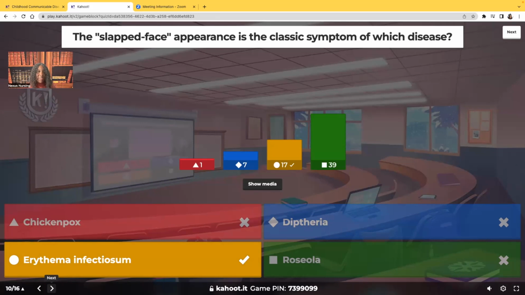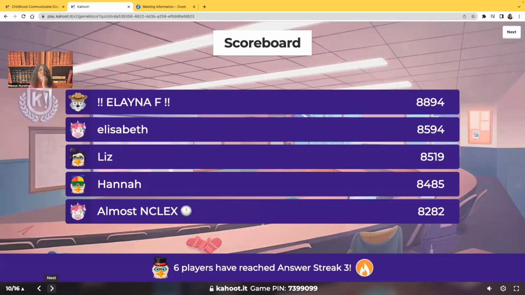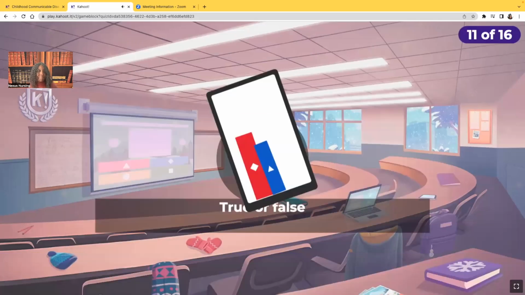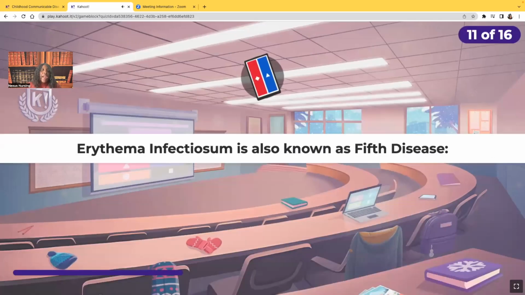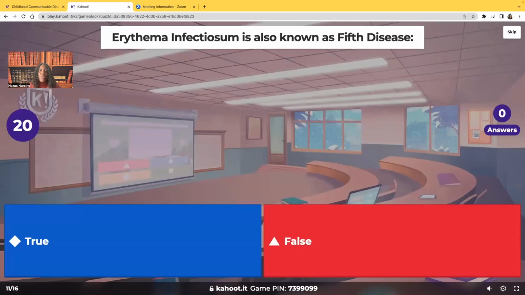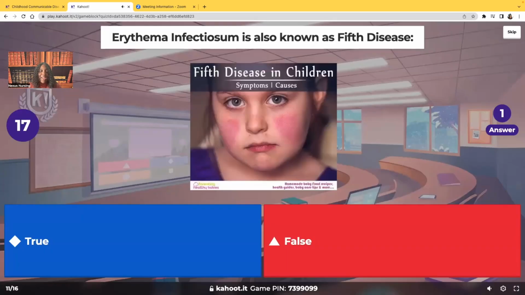Before I move on to the next, no, I'm going to wait. True or false? Erythema infectiosum is also known as fifth disease. I'm so happy I didn't speak. True or false? What do you say? In erythema infectiosum, is it also known as fifth disease?